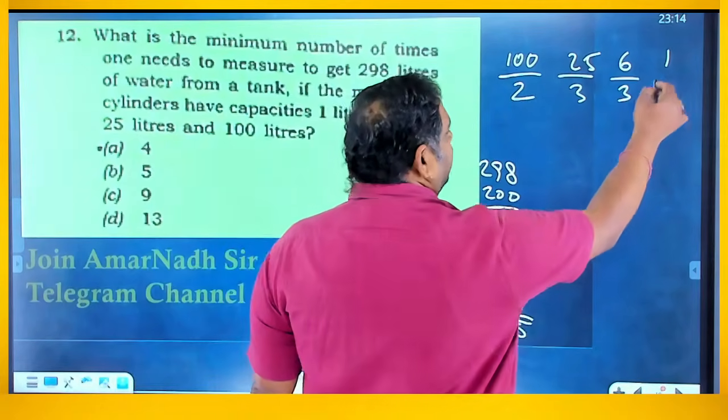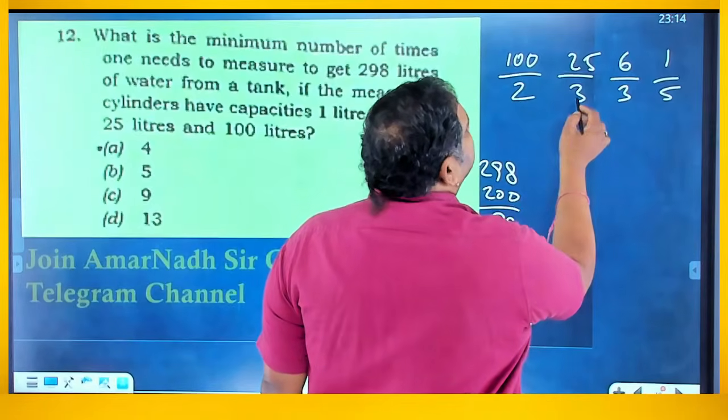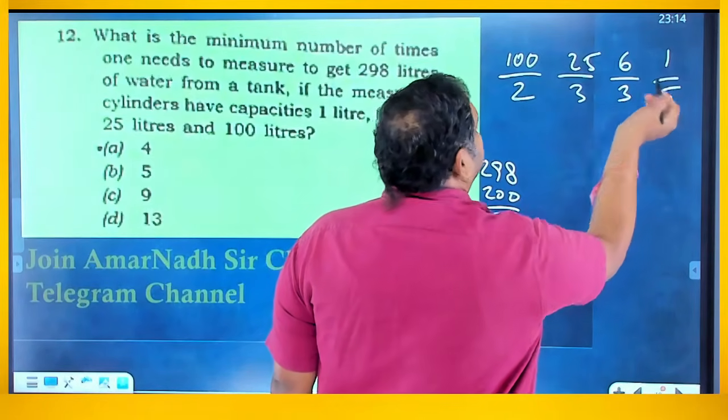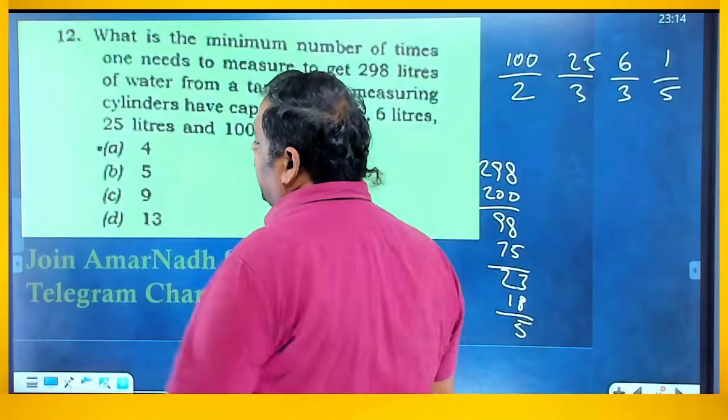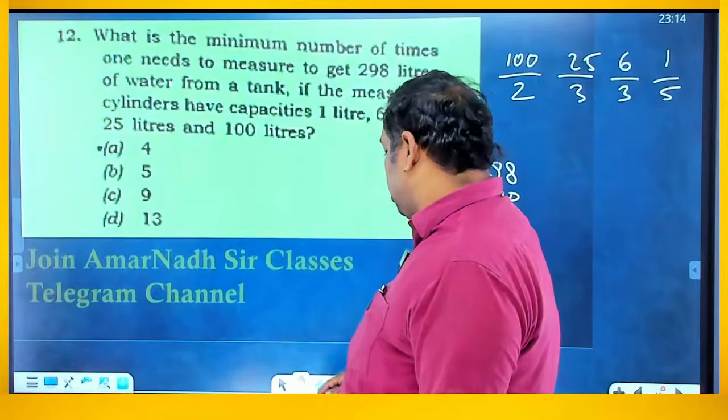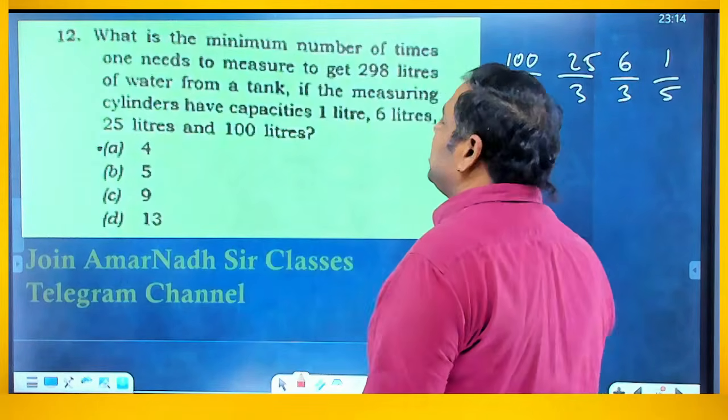Now the 5, I have to use this one. 2 plus 3 is 5, 5 plus 3 is 8, 8 plus 5 is 13. Most of the students will give the answer as D, which is a wrong answer.